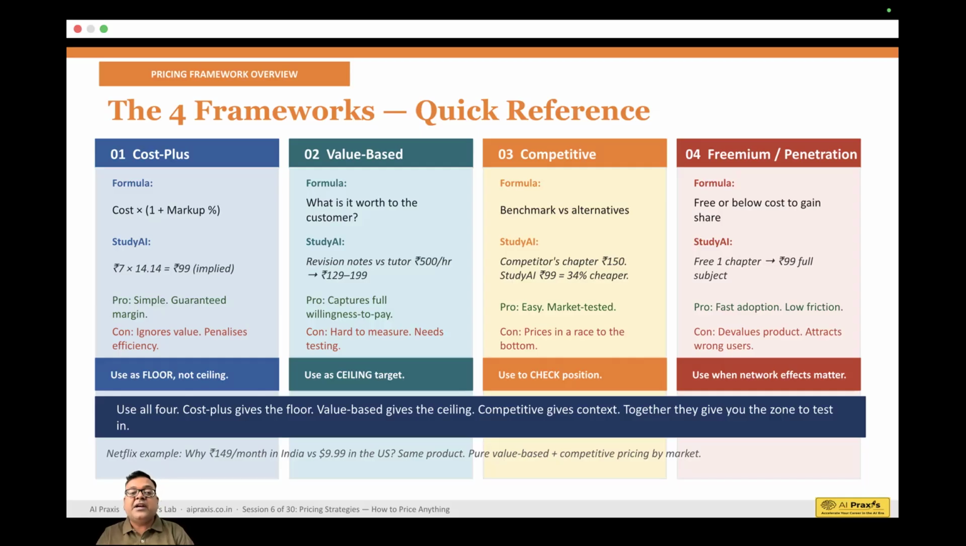So the 99 is the price that you have set. If you simplify this equation, remember, take the price and equate it with cost plus the margin. That's it, the margin that you want. So that's called cost plus margin. Very simple, guaranteed margin. But the con is very simple. It ignores value. It penalizes efficiency.